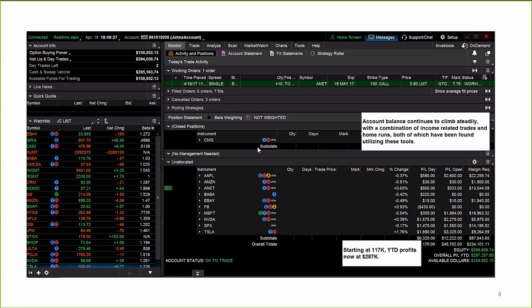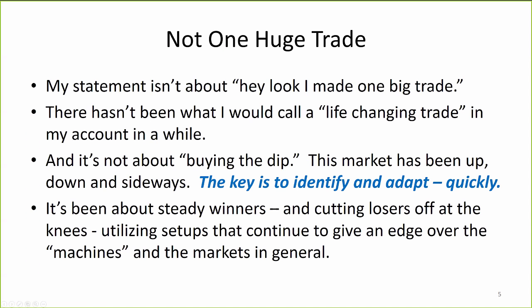The key to understand is that this is not like January of 2014, when I loaded up on Tesla. It was a very unique situation, and I made like $1 million in a day. I'd love to be able to do that again, but when that happens, you can't plan for it. This year there hasn't been a monster trade. It's been base hit, base hit, base hit, triple, base hit, base hit, base hit, base hit, triple, that kind of stuff.